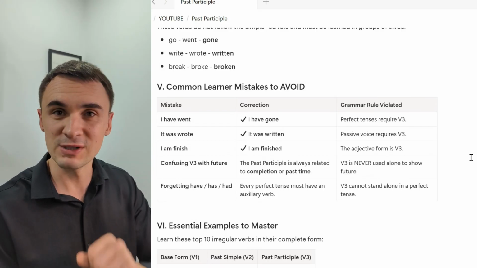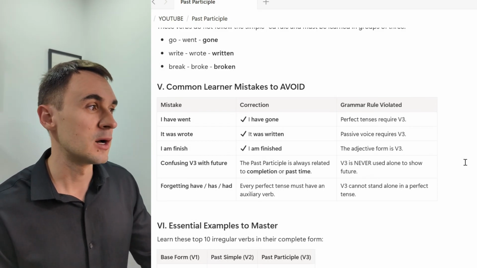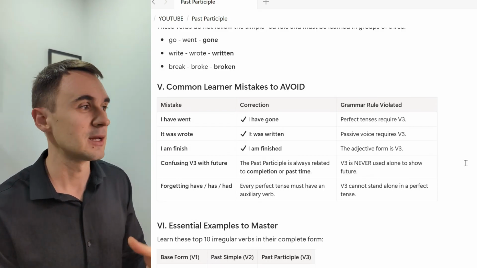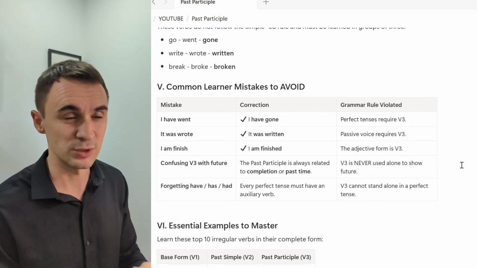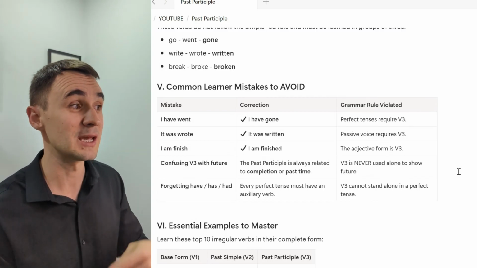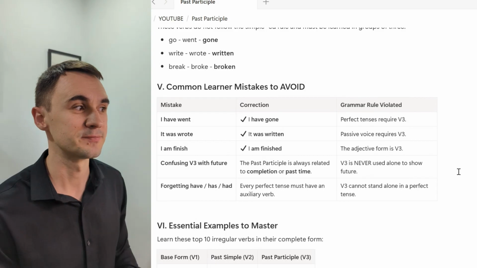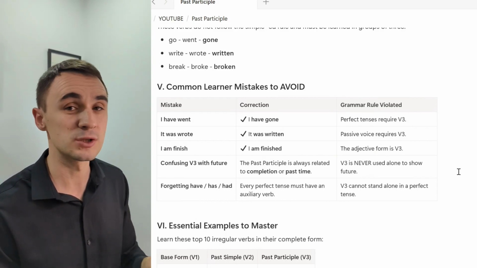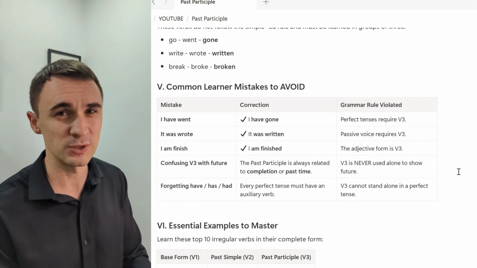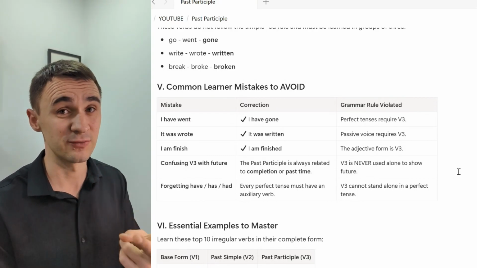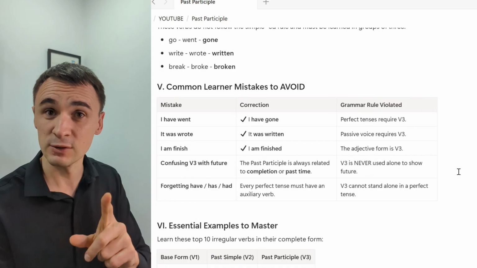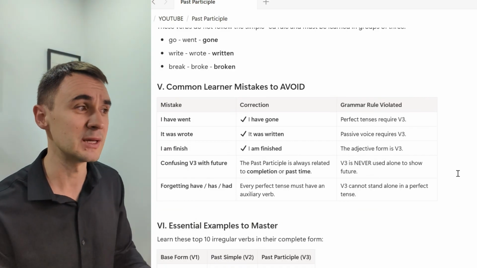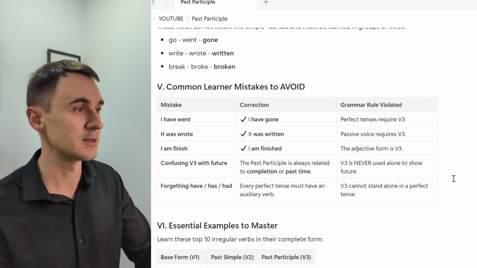So what are the common mistakes? Let's look at those. For example, some students say, I have went, but of course it's present perfect, so we should say, I have gone, right? Then some learners say, it was wrote. In passive voice, they use second form. No, in passive voice, we have to use third form. So correct would be, it was written, right?